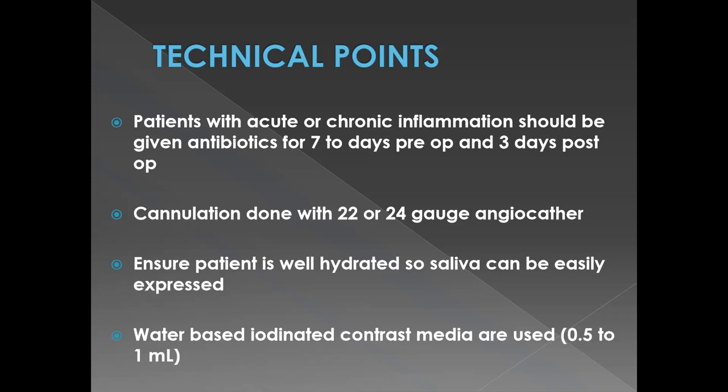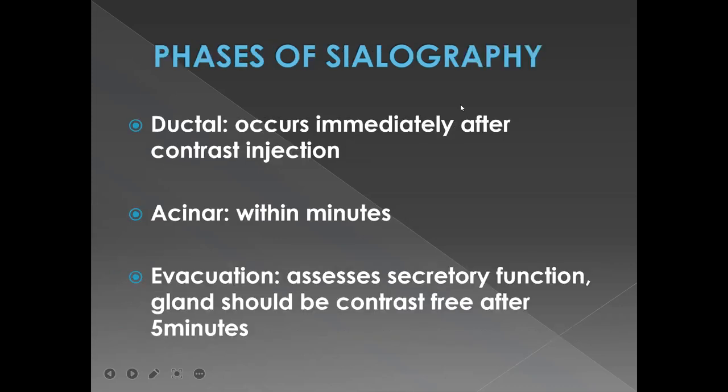The volume they have mentioned is 0.5 to 1 ml. However, it depends on the size of the gland. You may even be required to administer up to 3 ml of contrast agent. Okay. So coming to the phases, sialography basically occurs in 3 phases. These phases are the ductal, acinar, and evacuation phases.